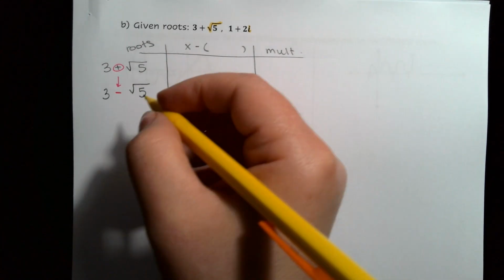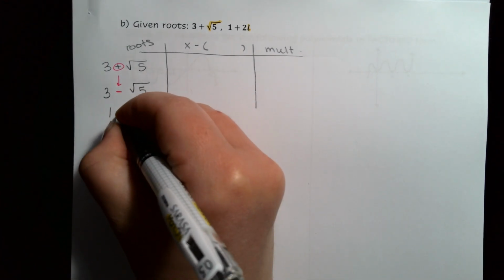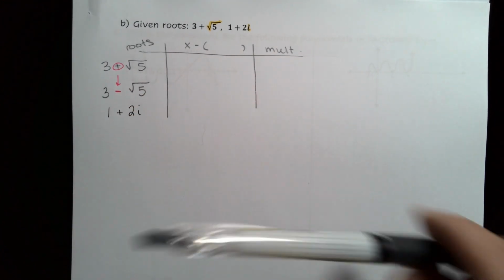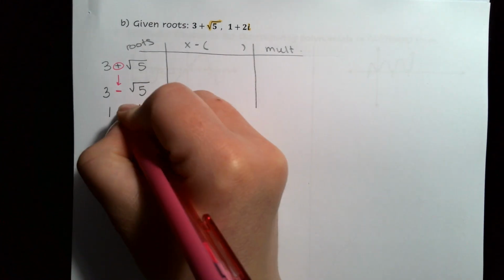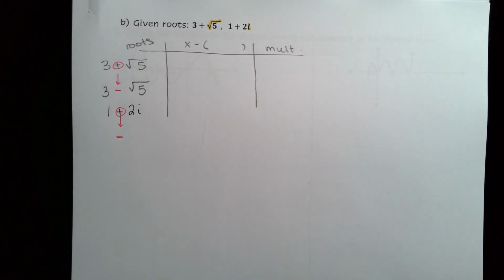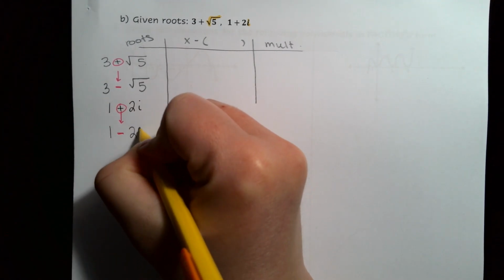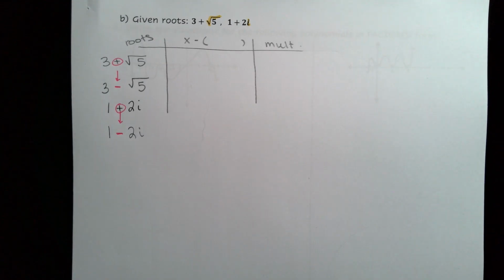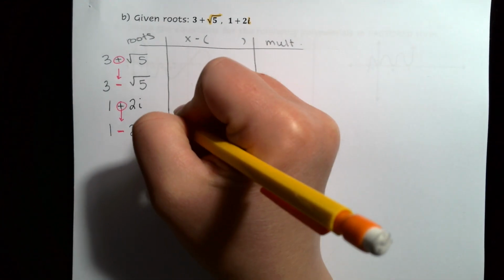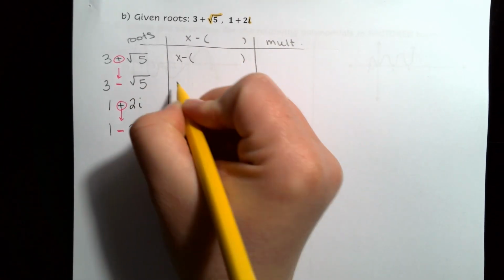And then we have the other term of 1 plus 2i, which again, because we have that i, I'm going to take that plus and make it into a minus. And then we have the conjugate. Again, a is the same, b is the opposite of what we see. When we write out our factors, you're going to write this as x minus, open your parentheses for each one.